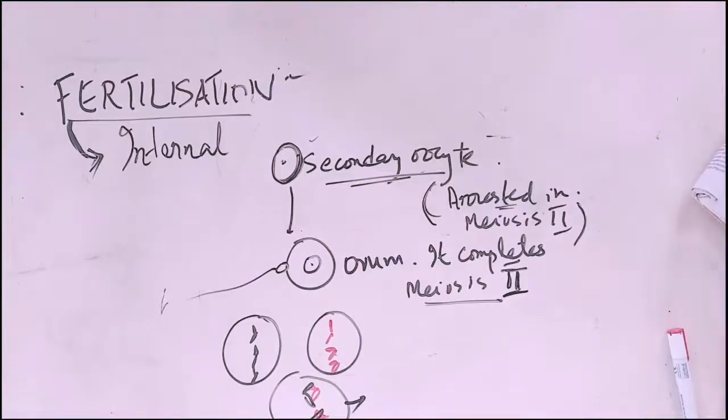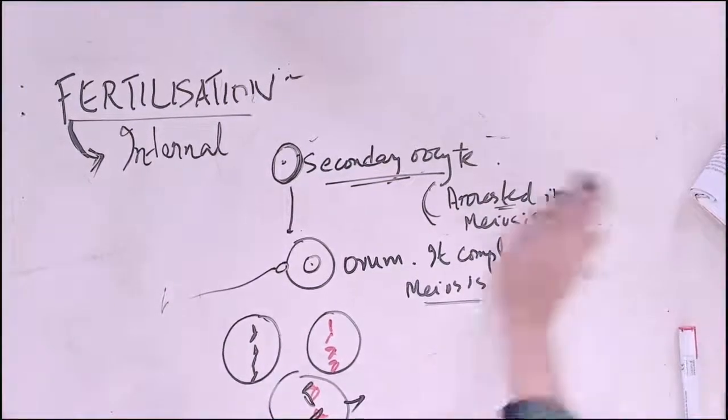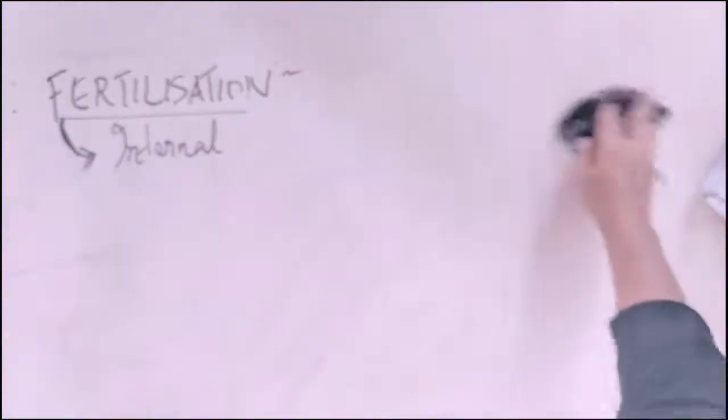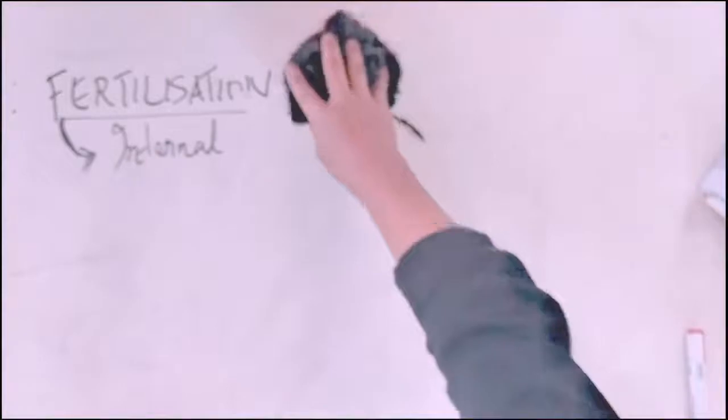What is the secondary oocyte in oogenesis? It will be arrested in metaphase 2 of meiosis, and only when the sperm comes and fertilizes the secondary oocyte does it become an ovum, and then meiosis is completed. All right.